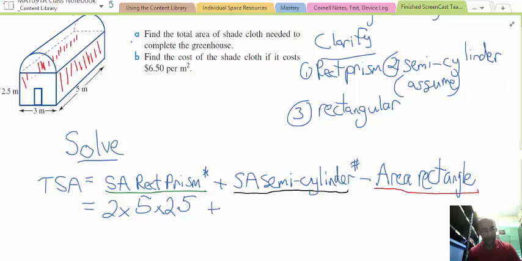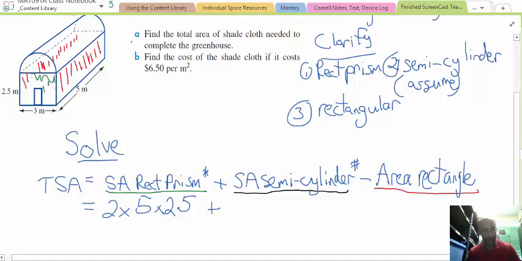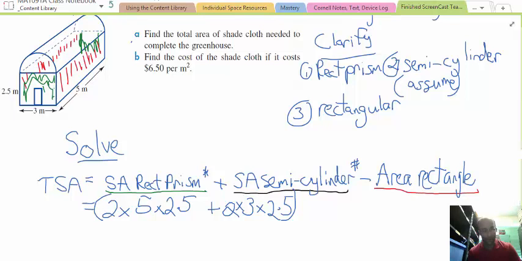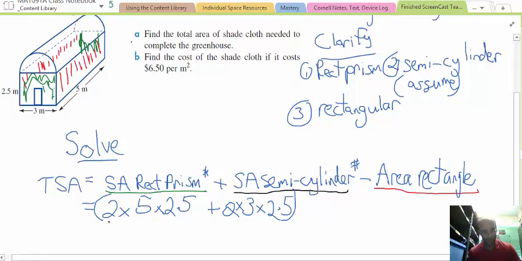And then the front and the back, which that's in green there. There's one at the back, it's hidden detail there. And we have two of them. 2 times 3 by 2.5. Alright, so that there is the first bit. We've got the prism.